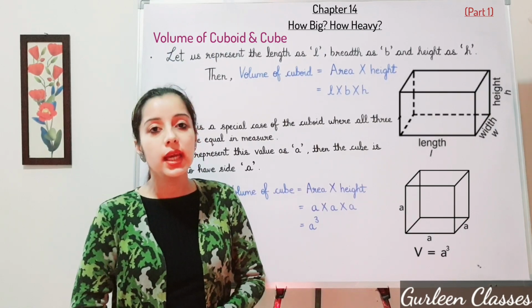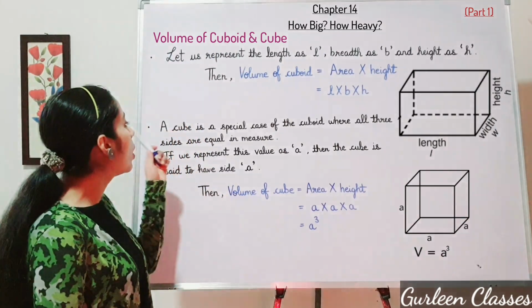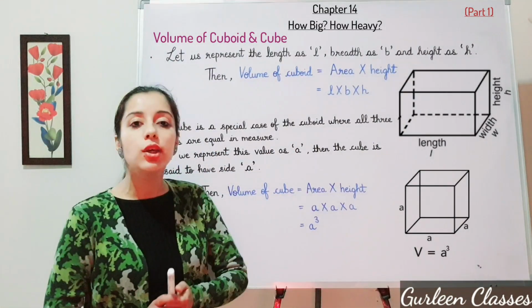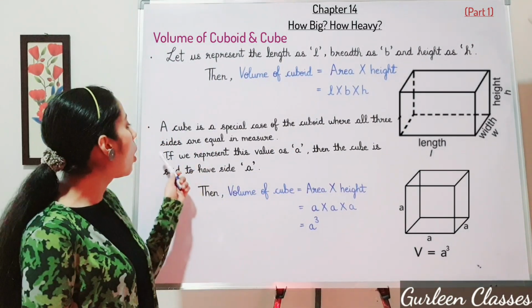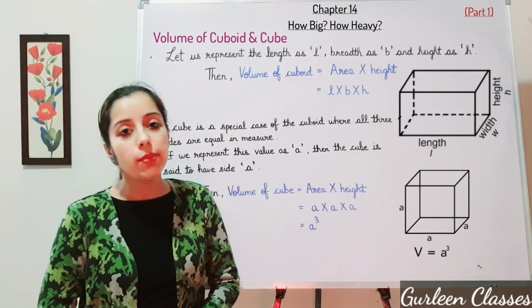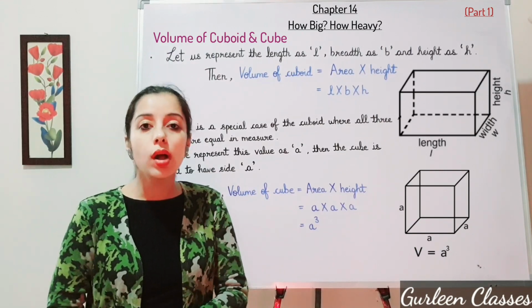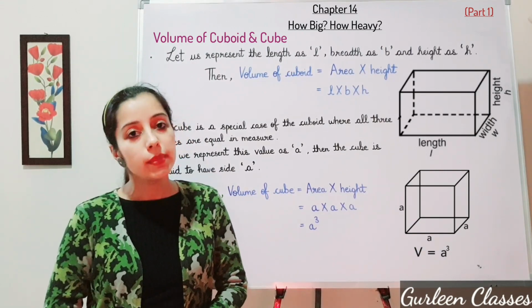So now let us see volume of cube. A cube is a special case of the cuboid where all three sides are equal in measure.